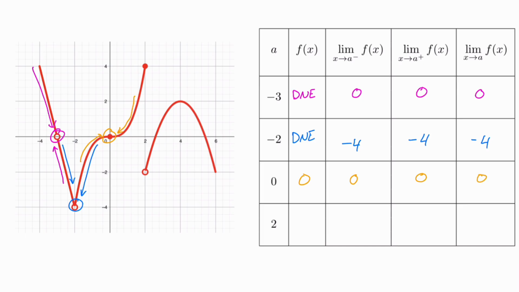And finally here for point 2, we've got an open circle at the bottom and a closed circle at the top, which means f of 2 is equal to 4, where that closed circle is. Let's trace for our left-handed side. From the left of our point, we go up towards 4. For our right-handed side, we trace our graph going down towards -2. So our left and right-handed limits here do not agree, so our limit as x approaches 2 does not exist.